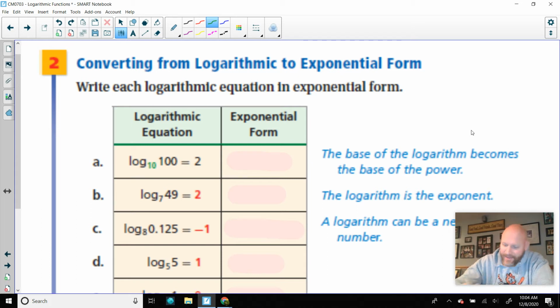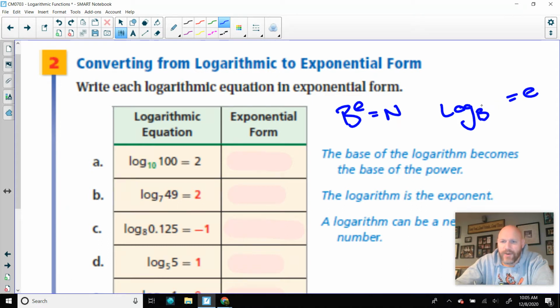All right, we're back. Same idea, same cheat code. We have the Ben rule, B^E = N, right? And we're just going to bounce back and forth between the base form and the logarithm form. Once again, logs always have a base. They are equal to an exponent, and the number is going to go in parentheses.